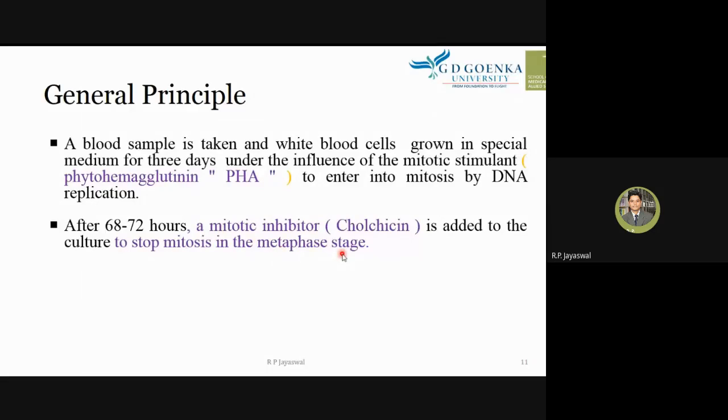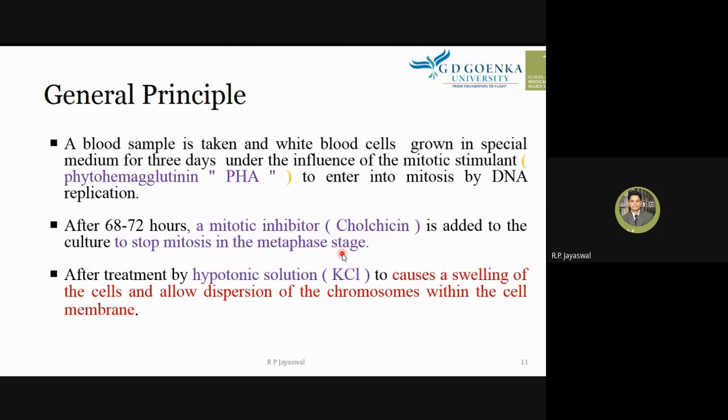And after that, treatment by hypotonic solution. After addition of this colchicine, we need to treat the cells using the hypotonic solution, which causes swelling of the cells and allows the dispersion of chromosomes within the cell membrane. Within the cell, the chromosomes are dispersed because of the swelling of the cell when we keep all the cells in the hypotonic solution.